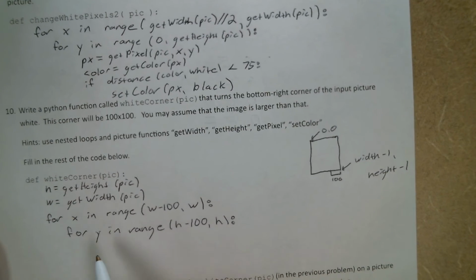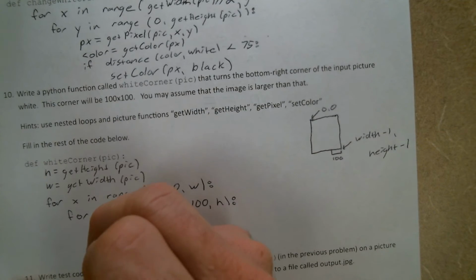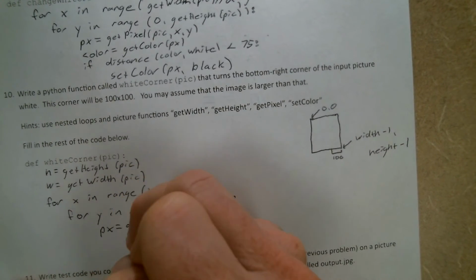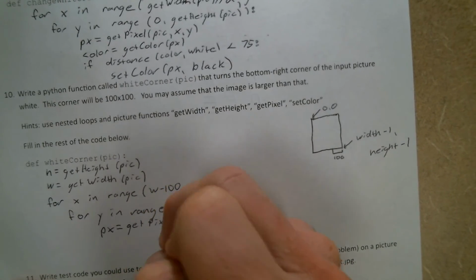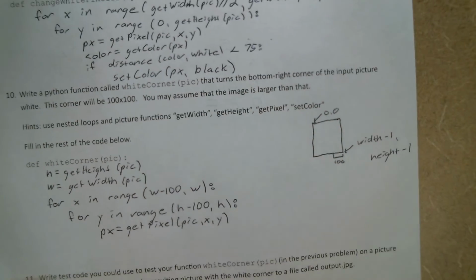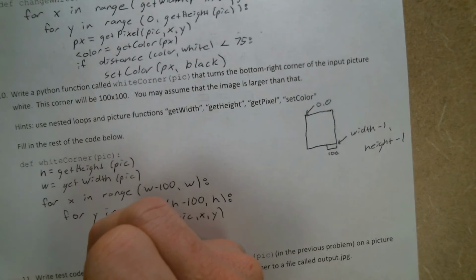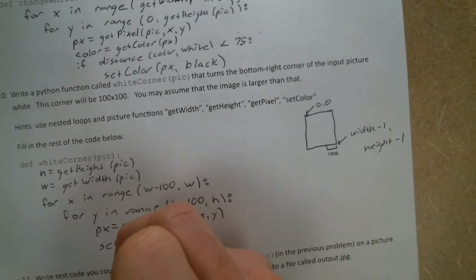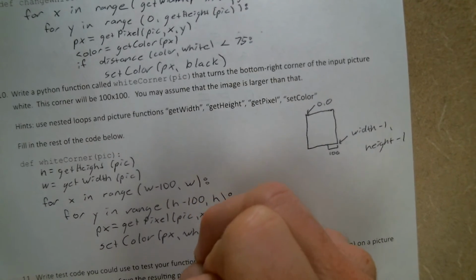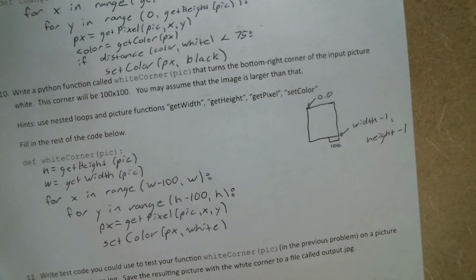Now, because these are coordinates, they're not pixels, I have to do the extra step of saying px equals get pixel from the pick of comma x comma y. And then once I have that pixel, then I can use my set color and say set color of px to white. And again, white's a reserved word, so I can just use that directly.